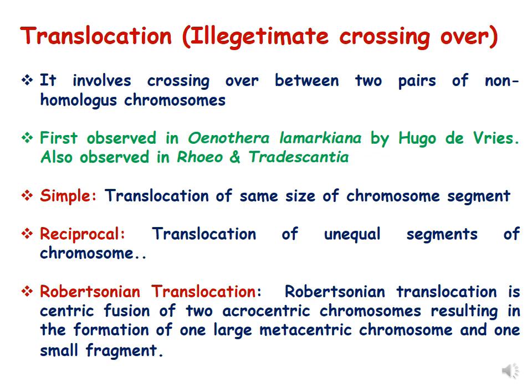In the previous lecture we discussed that translocation is also called illegitimate crossing over, and it was first observed in Oenothera lamarckiana by Hugo de Vries, and also observed in Rhoeo and Tradescantia. Translocations are of many kinds: simple, when translocation of equal segments takes place; reciprocal, when translocation of unequal segments of chromosomes takes place; and Robertsonian translocation, which happens between acrocentric chromosomes. We will discuss more about Robertsonian translocation in this lecture.